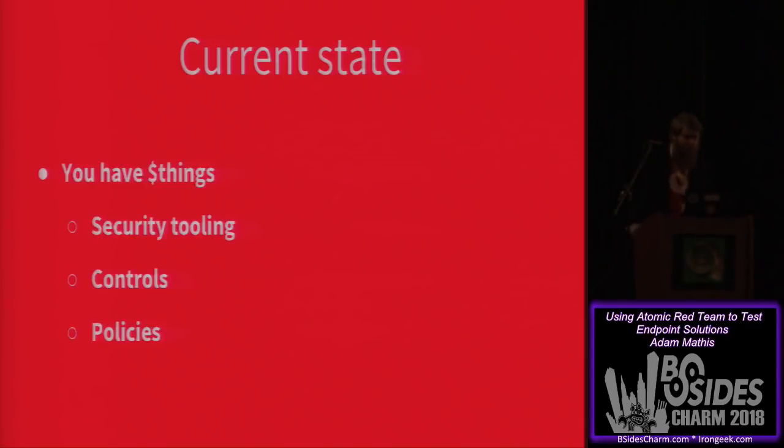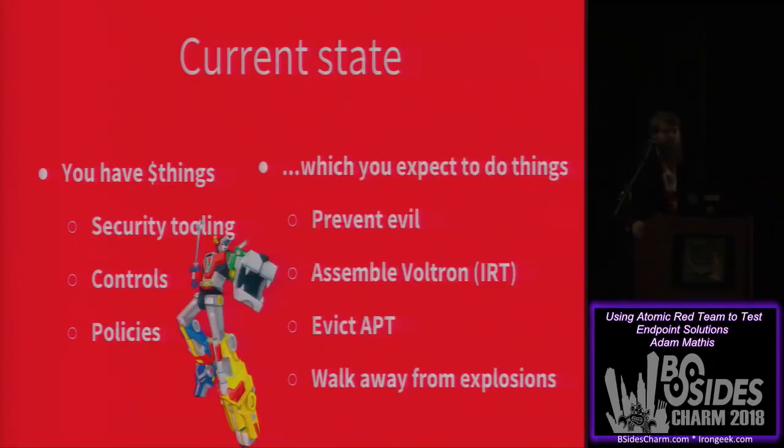All right. So the current state of the security architecture. Your organization might look a little bit different, but a lot of you will resonate with some of these things. You have security tools: your IDS, your IPS, your SIEM, AV. You have controls, you have hardening in place, you have technical constraints that keep your users from doing dumb things and keep your enemies out of your network. And then you have policies, which are mostly not followed, but you put them in place anyway. And you expect these things to prevent evil, power your awesome incident response team, knock all the APT out of your network, and of course walk away from explosions without looking at them.